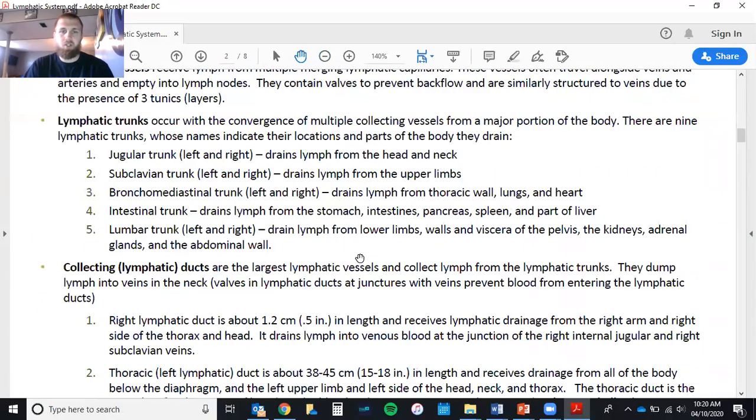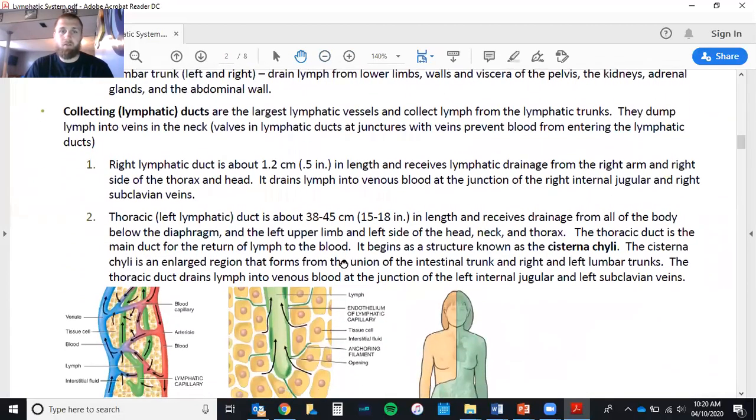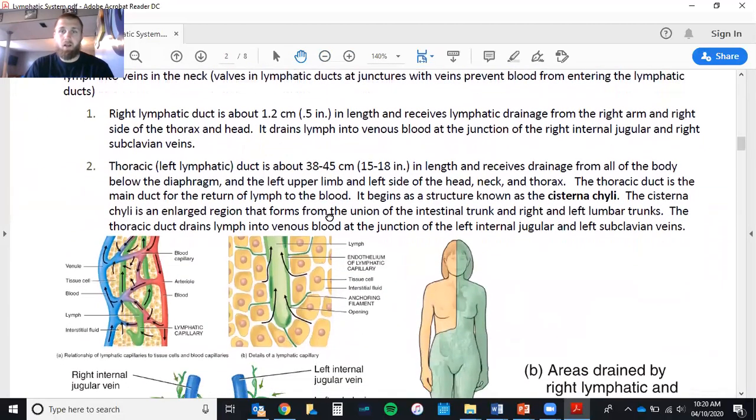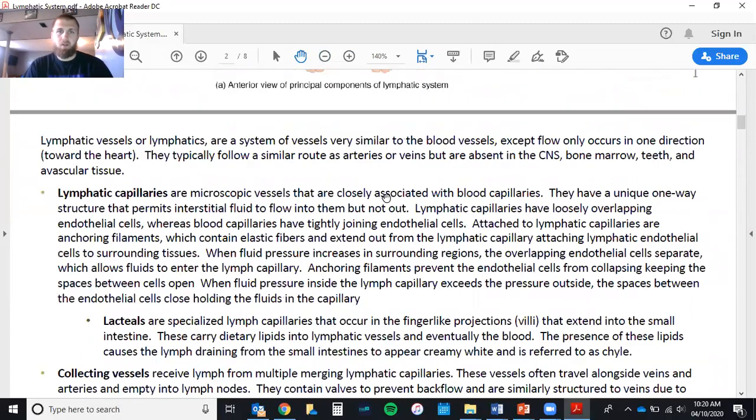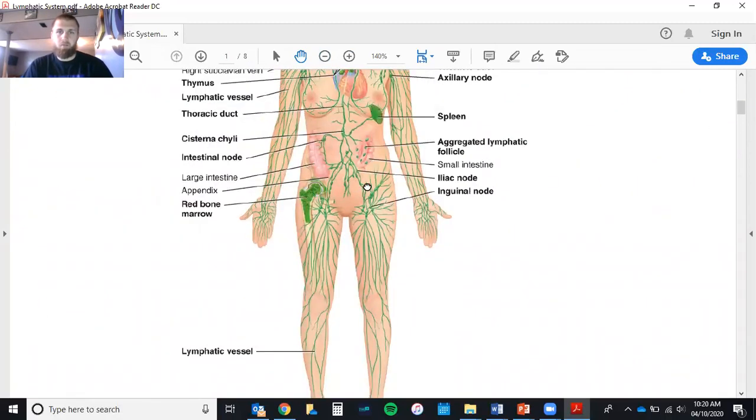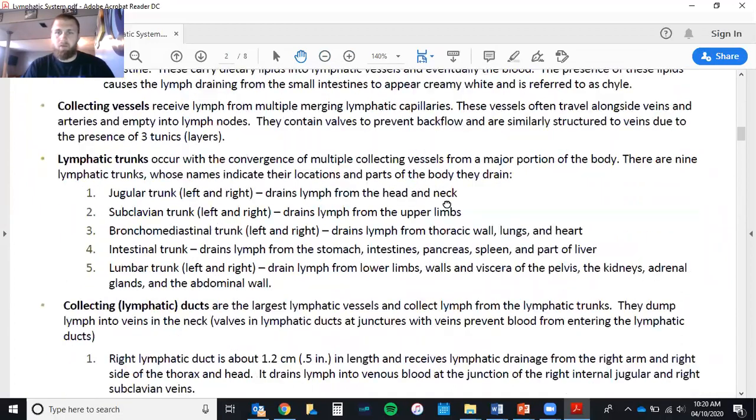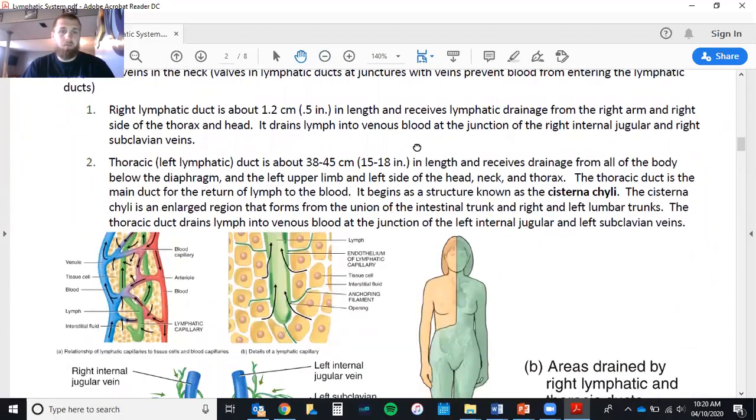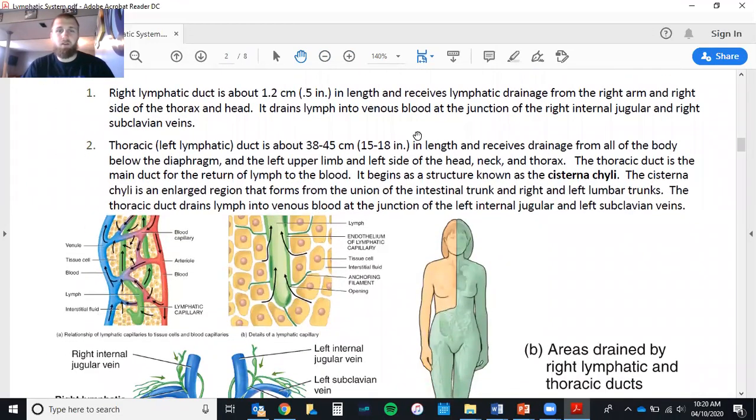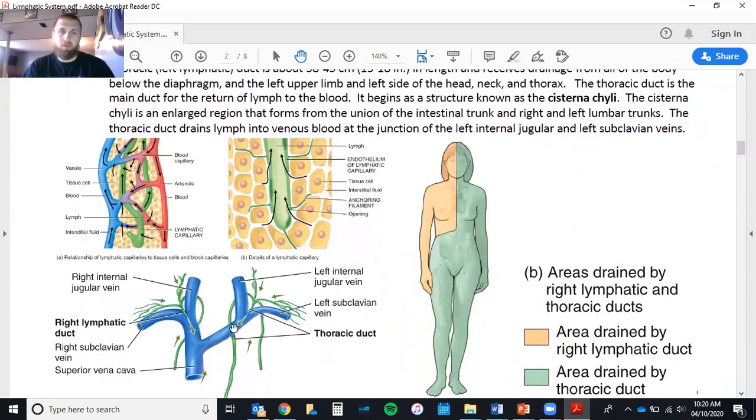It is the major, and I would highlight this if I were you. Okay, it is the main duct for the return of lymph to the blood. Okay, beginning of that structure is cisterna chyli, which is a large region, forms from the union of the intestinal trunk and those right and left lumbar trunks, which you can see here in our picture on the previous page. Okay. Thoracic duct drains lymph into the venous blood at the junction of left internal jugular vein and the subclavian veins. Okay.